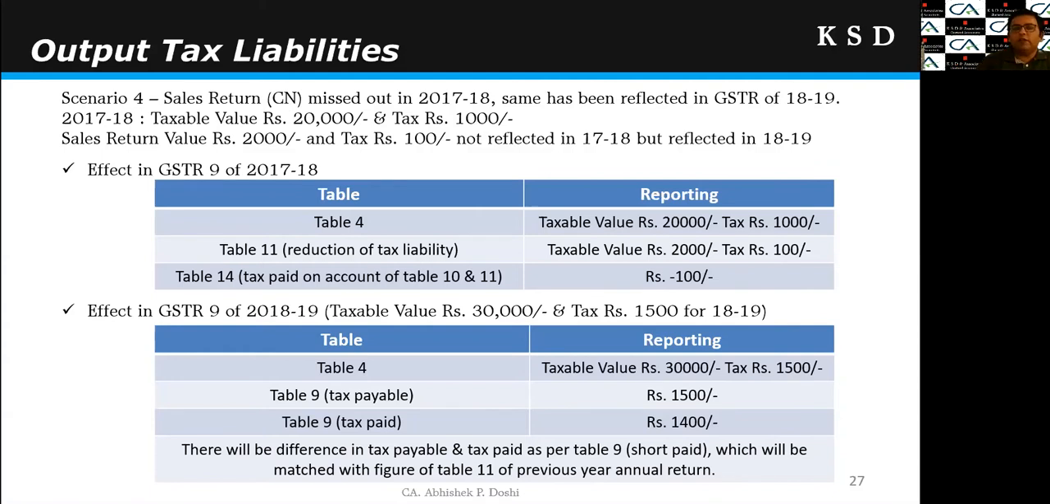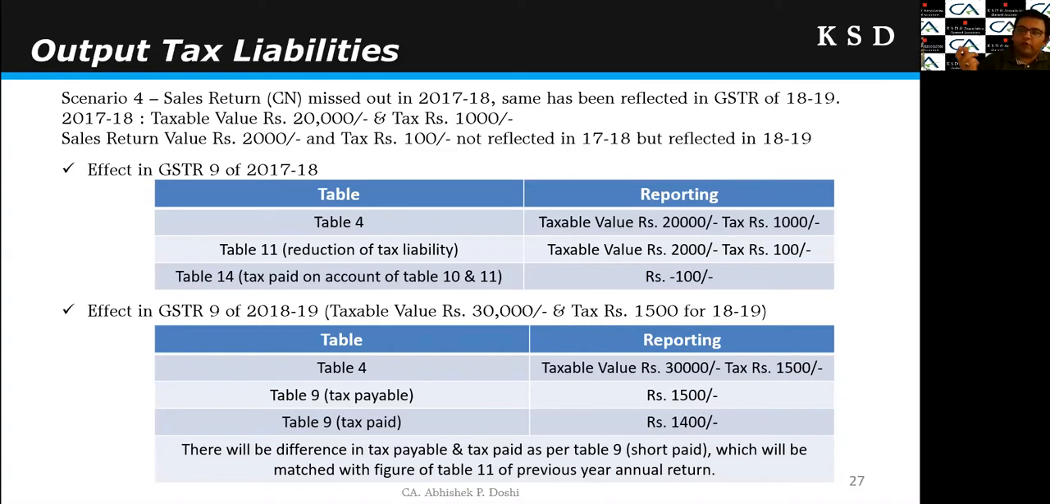Now what will I do in the GSTR 9 of FY 18-19, right? In GSTR 9 of FY 18-19, in table 4, my amount will be 30,000 turnover and 1500 tax. There is no change. Table 9 tax payable will be 1500 only, but table 9 tax paid 1400. So again, there is a short payment of 100 rupees as per table 9 of the GSTR 9, but there is actually no short payment.